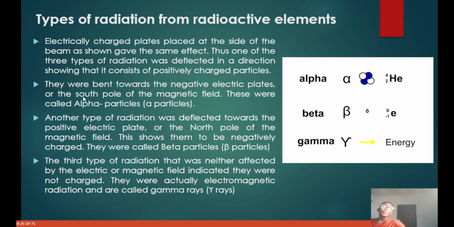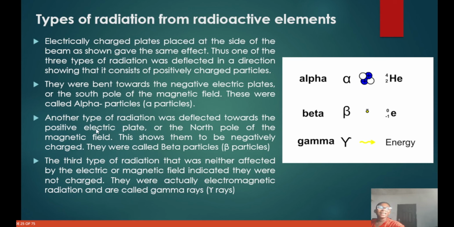It indicates that it's positive. They were bent towards the negative electric plates, or the south pole of the magnetic field. These were called alpha particles. And they were bent towards the negative. It means they are what?